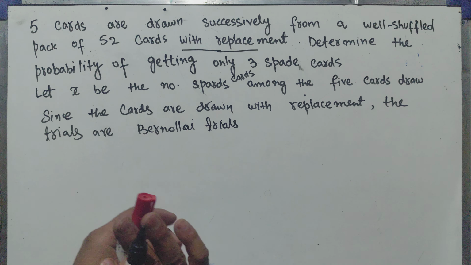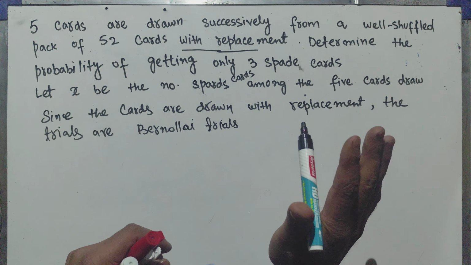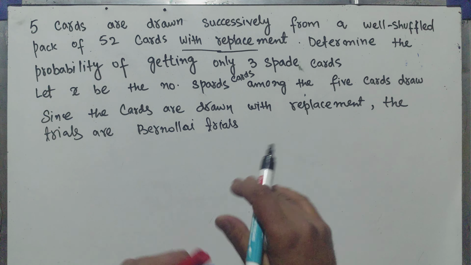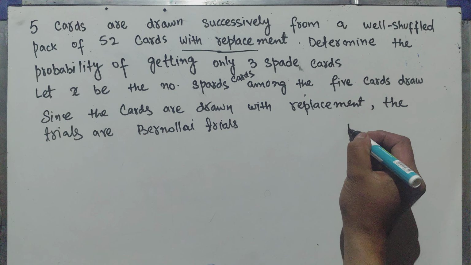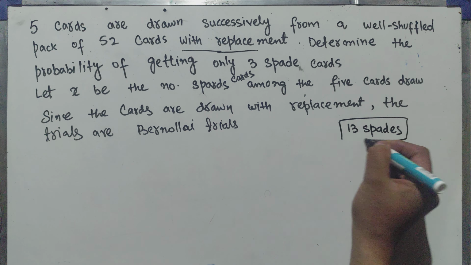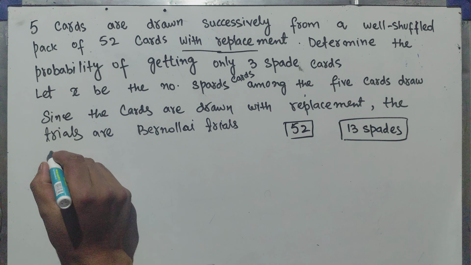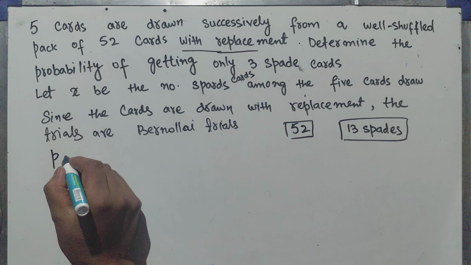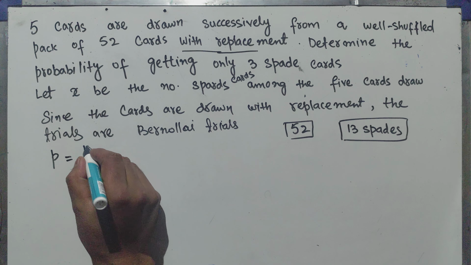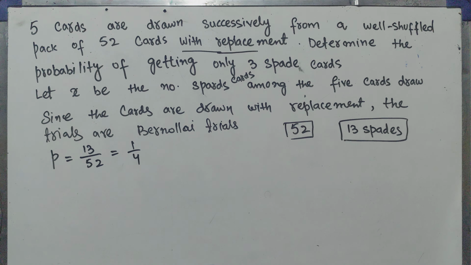Now we know that in a well shuffled pack of 52 cards, there are 13 spade cards. So we have 13 spades out of 52 cards. Therefore, the probability of getting a spade card is equal to the number of spade cards, that is 13, divided by total number of cards, which is 52, which is equal to 1/4.